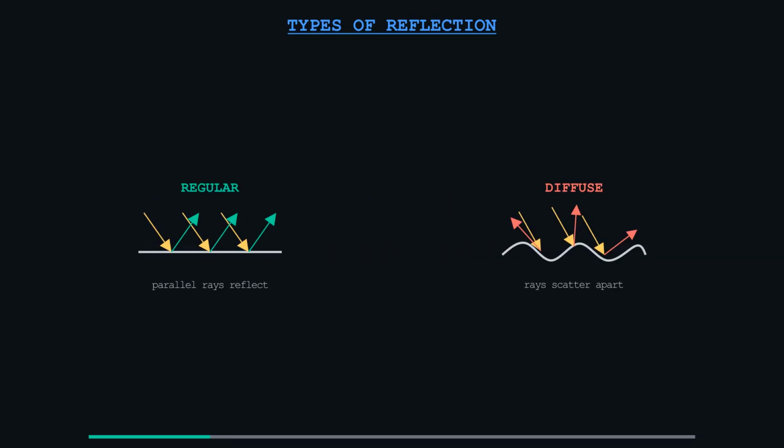Not all reflection looks the same. On a smooth surface, parallel rays reflect as parallel rays, in what is called regular or specular reflection. This is how a mirror forms a clear, sharp image. On a rough surface, the same parallel rays scatter in many directions, called diffuse reflection. This is why most everyday surfaces do not act like mirrors, even though they still obey the same law of reflection at every single point.